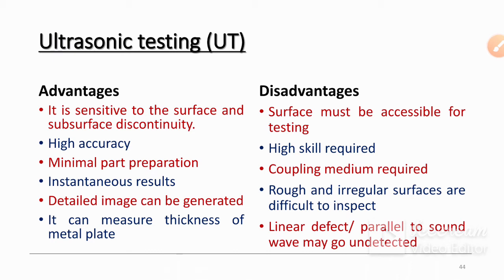What is a coupling medium? You cannot directly put the transducer on top of this metal plate, so you need to have some coupling medium in between the metal plate and this transducer. Okay, so a coupling medium is required there. Rough, irregular surfaces are difficult to inspect. If there is a very rough surface, when you move the transducer, the sound waves do not properly go into the material and you will get a false reading or false signals.